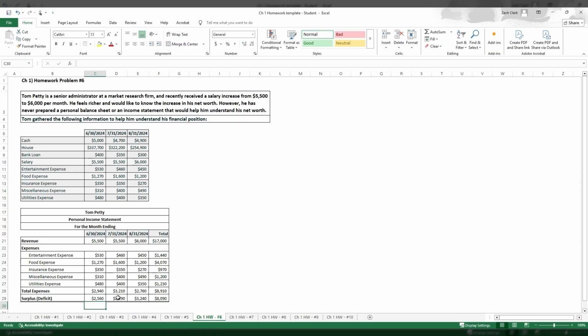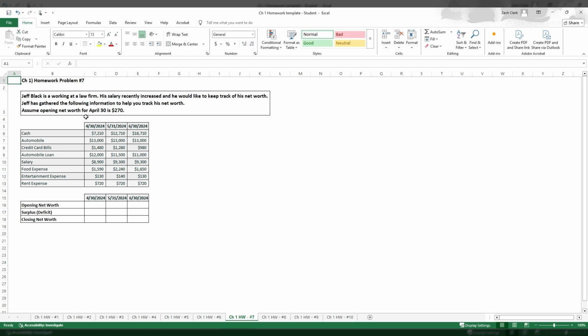And then this formula was pre-input. Our total expenses just adds all of these up. And then our surplus or deficit is again our revenue minus expenses. You can see that for every month. So over the 3-month period that we are considering in June, July, and August, his total surplus is $8,090, and so his net worth will have increased by this amount over that time period. Okay, problem number 7.